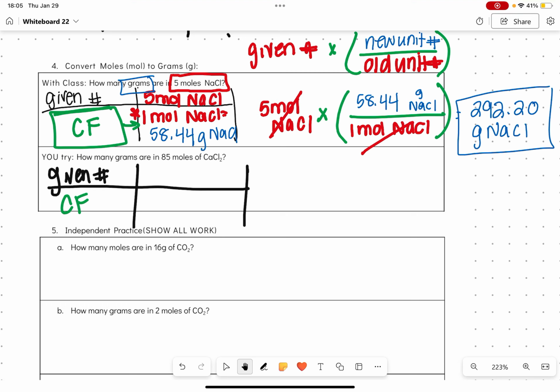2, you are going to read the question and highlight what you are given in your given color, your old units, and then highlight what you want to find in your new units, and then fill it in the chart. Then you'll need to use the conversion factor of 1 mole is equal to the mass from the periodic table. Then you are going to set it up and solve.